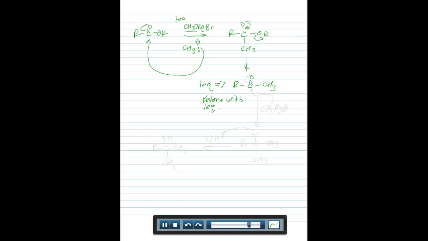Okay? If you add 2 equivalents, so your second equivalent of Grignard adds, just like how we saw in the last chapter, but you don't have a leaving group now, so it stays at that O negative. You get that second methyl Grignard, and then your second step is always adding acid to protonate your O negative.